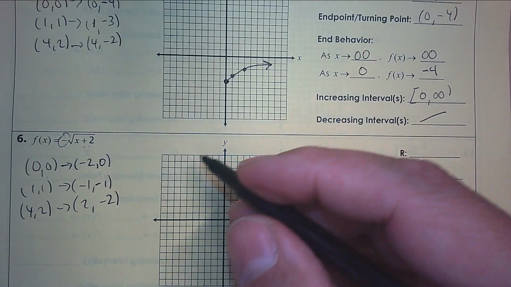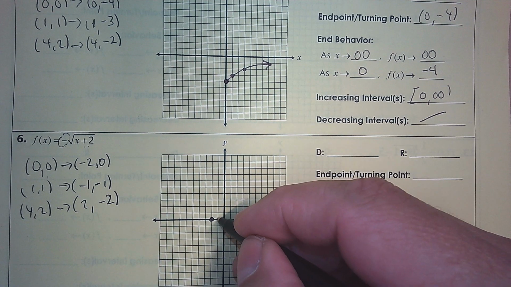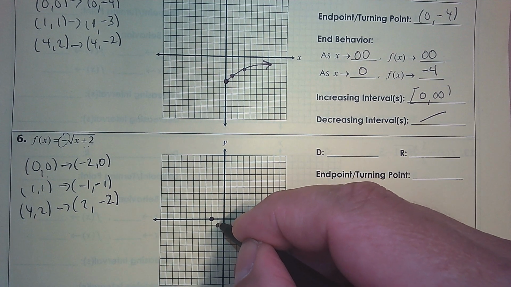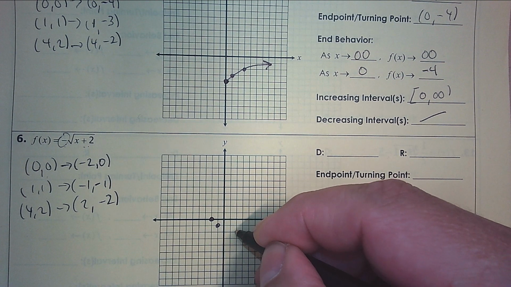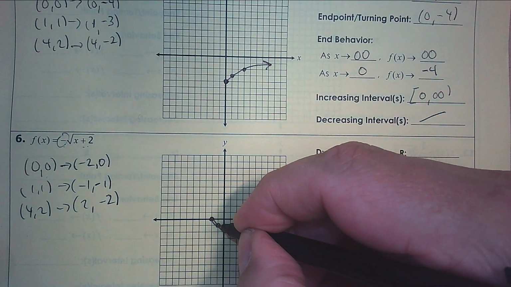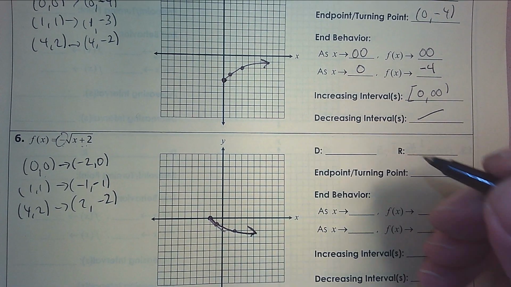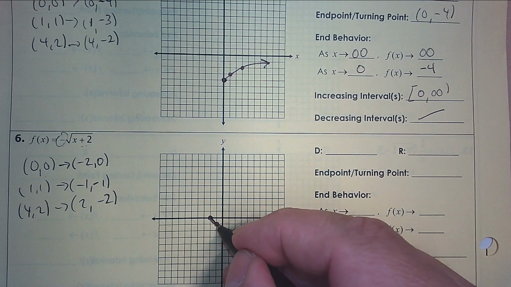So first I'm going to graph. It starts at -2, 0. Then it's -1, -1. And then it's 2 and -2. So follow the path. It's going to look like it's been reflected. So it's like the bottom curve of a sideways parabola.